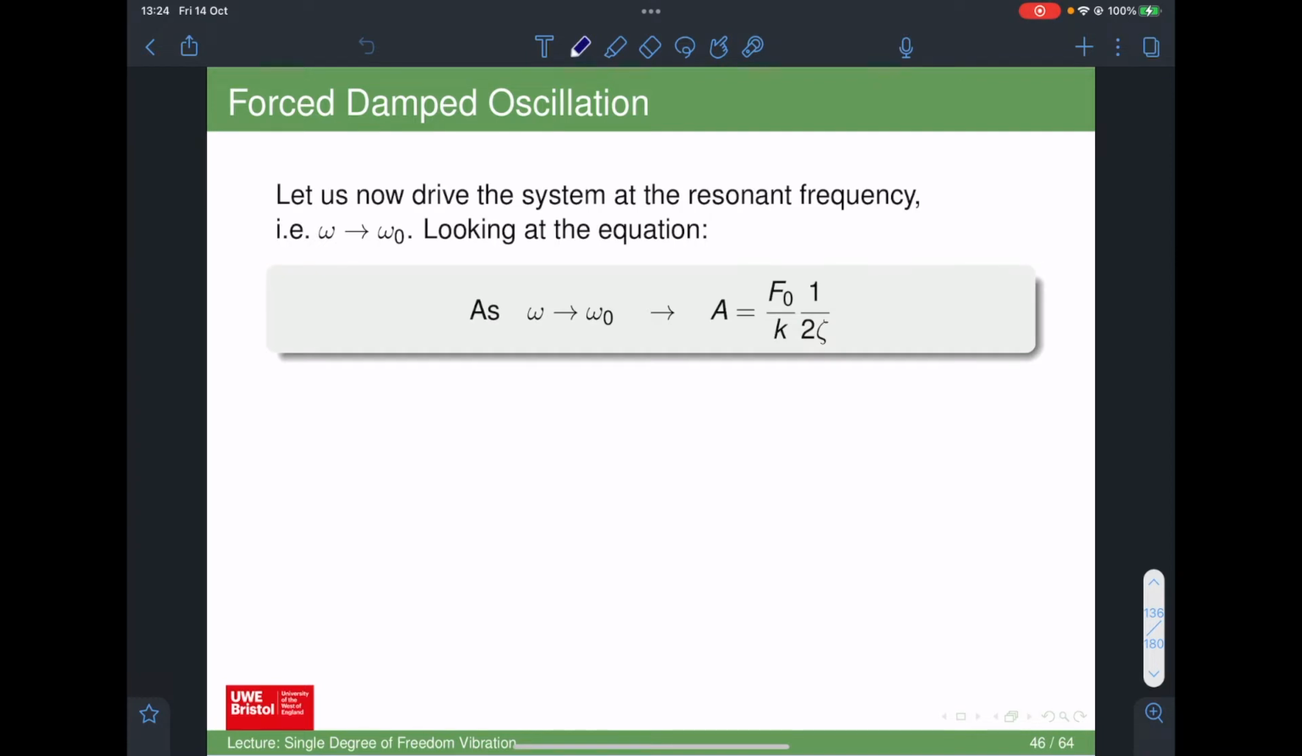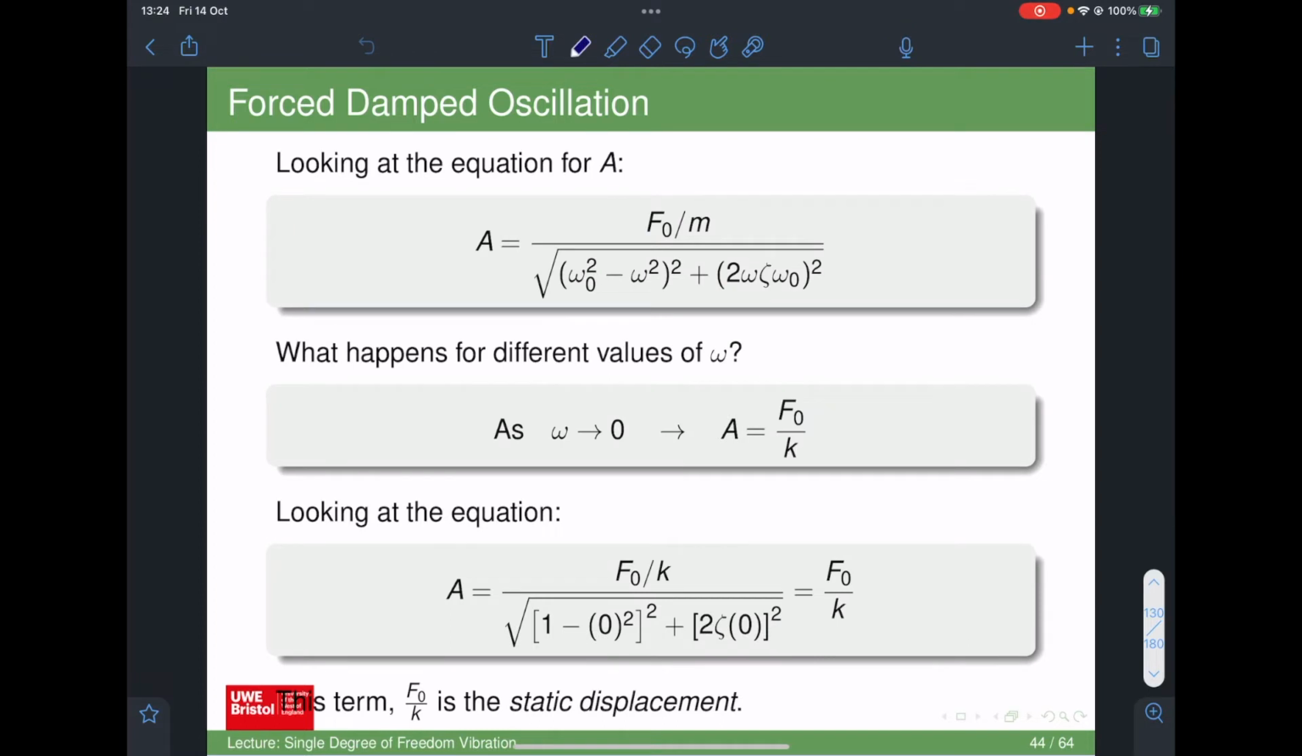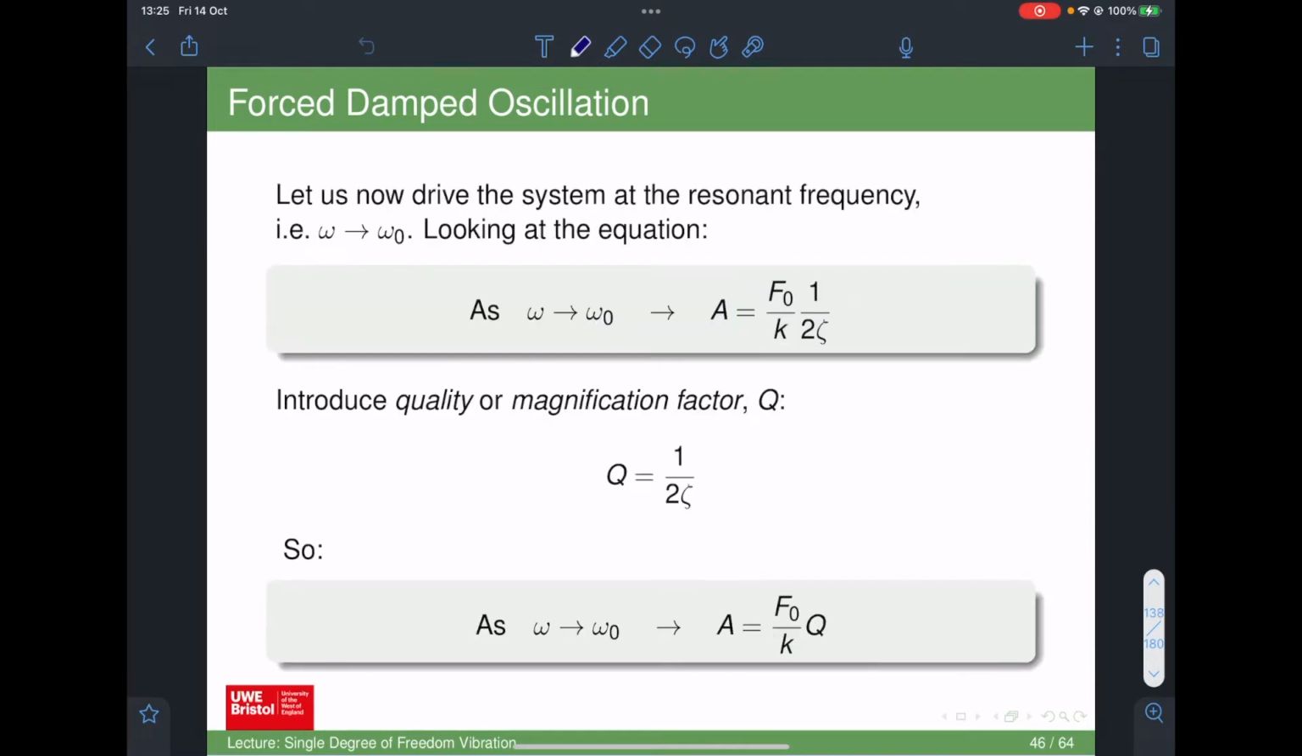What about if we start driving the system and we're approaching its natural frequency? So we're driving at resonance. If you go through the motions there, if we're driving at resonance, this term drops to 0, and we end up with F naught divided by m divided by 2 omega. That's omega naught squared in a sense, times zeta. So you end up with a slightly different setup, with the 1 over 2 zeta here.